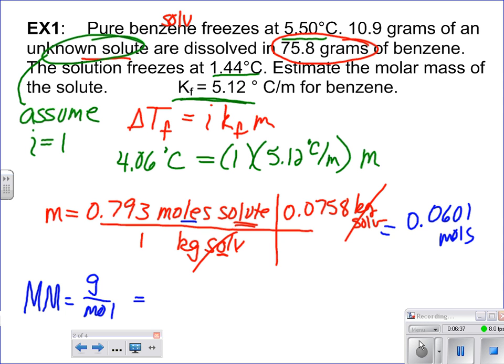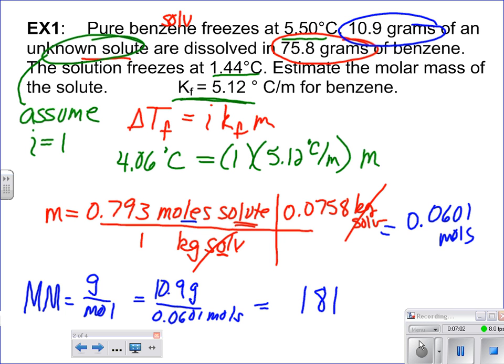So the easiest thing to do is just now take a different step down here, and you know your grams. What's your grams going to be? Anybody see it up there? Good. So we've got 10.9 grams of our solute divided by 0.0601 moles of our solute. So that will give us the molar mass of our solute, because that's what we're looking for. And the final answer is 181 grams per mole.